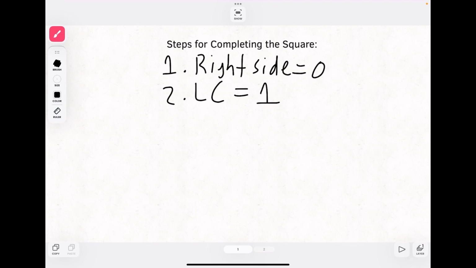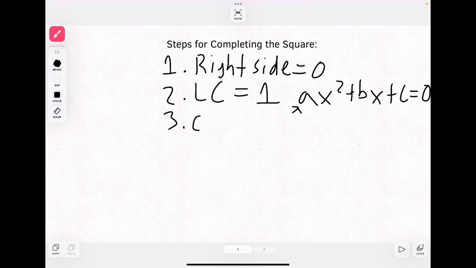Now, really quickly, in case you don't know what a leading coefficient is, first we have to look at our trinomial formula, ax squared plus bx plus c equals 0. The LC is this right here. It is the a. It is the number before the x squared. So that is what I mean by leading coefficient. And then from here is where the steps get interesting for completing the square.